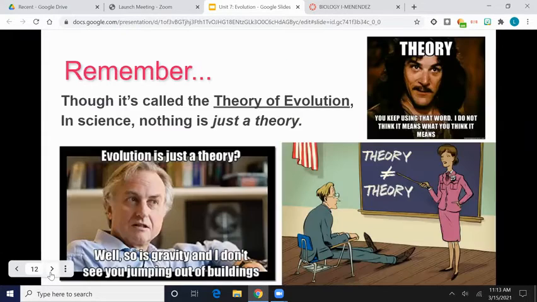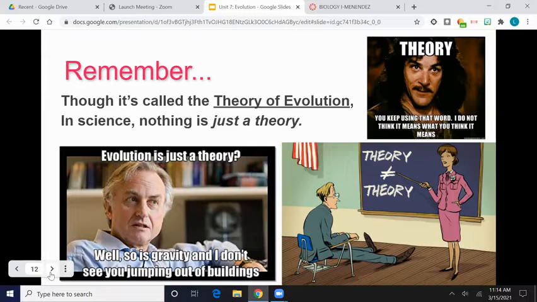So with this, you have to remember from last semester, one of the first few weeks, we went over vocabulary, and we talked about theory and what theory means in science versus just everyday life. So even though it is called the theory of evolution, when we're talking about scientific theories, nothing is just a theory. In science, a theory requires a lot more evidence, a lot more backing.